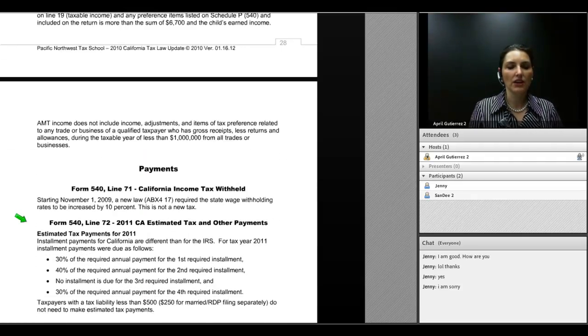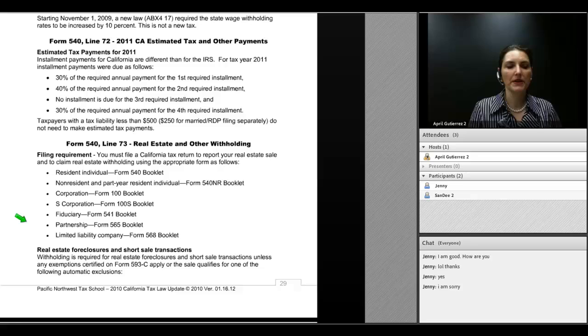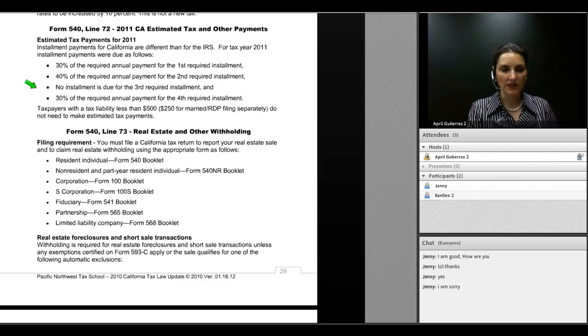And if you are subjected to California AMT, you complete Schedule P to determine the amount of California alternative minimum tax that you owe. California also has rules regarding estimated tax payments, and California's due dates and amounts of California estimated tax payments differ significantly from the IRS. Remember, with the IRS, your estimated tax payments are due 25% on April 15th, 25% on June 15, 25% on September 15, and 25% on January 15.